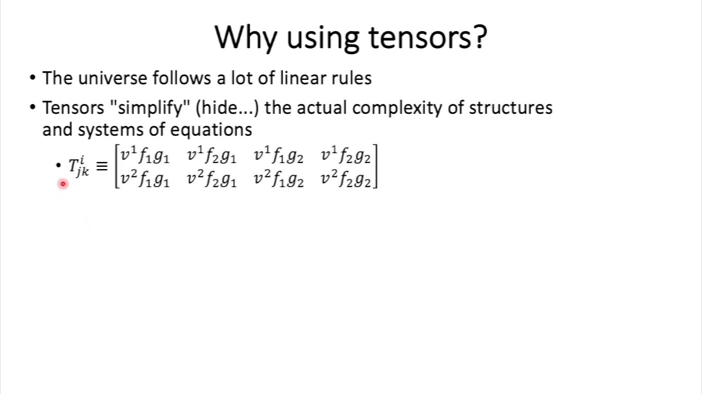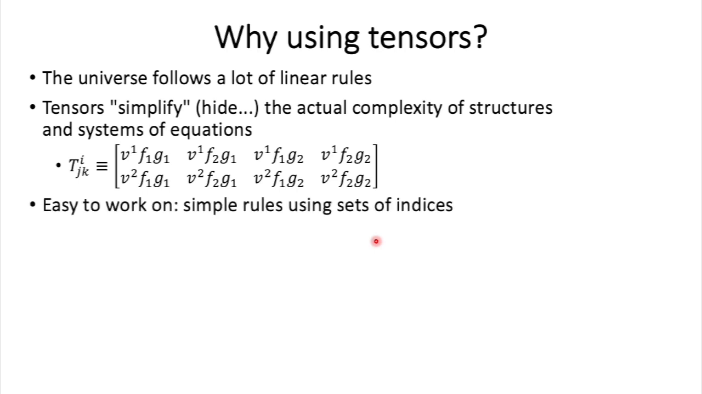And tensors allow us to hide the actual complexity of structures and systems of equations. This is a tensor here, and given a basis, its value is actually this big matrix here. And this is for a 2D vector space. So imagine what it could look like for a vector space with 3, 4, or even an infinite number of dimensions. That gives you an idea of why tensors are useful. They're also pretty easy to work with. Well, they have simple rules to manage their indices.